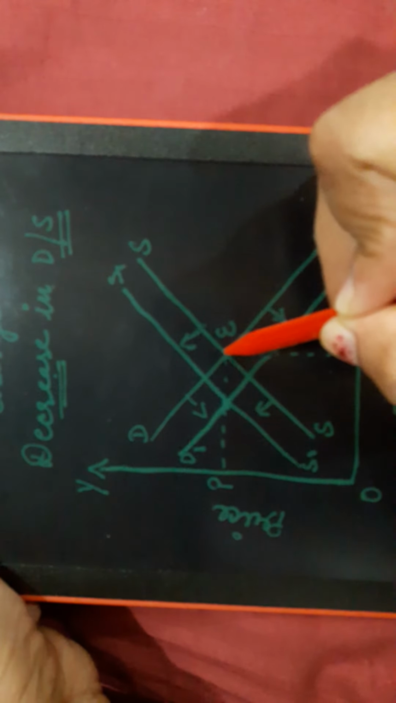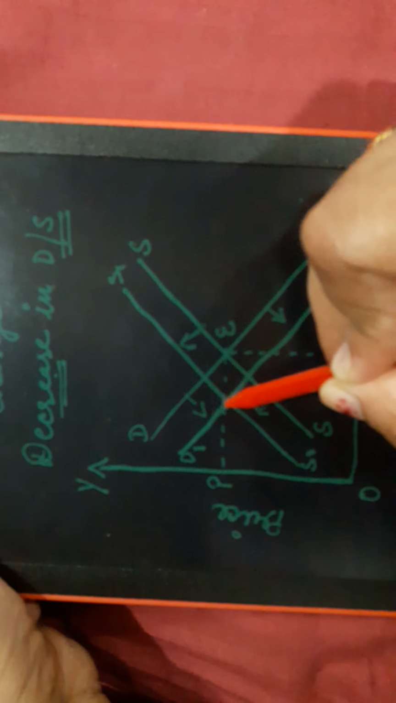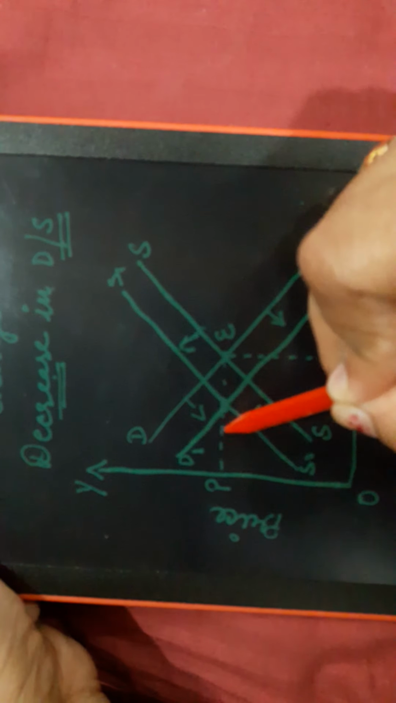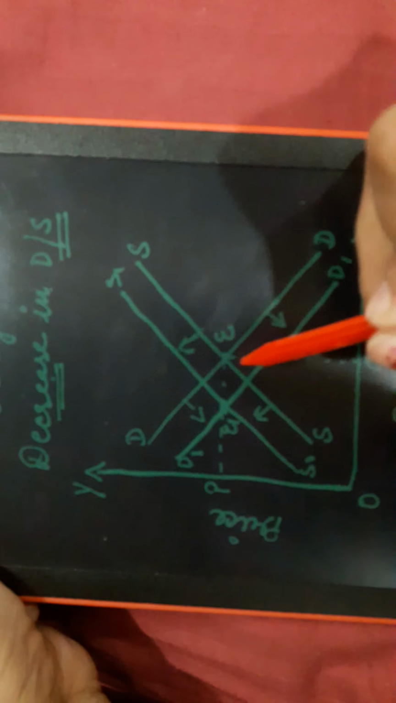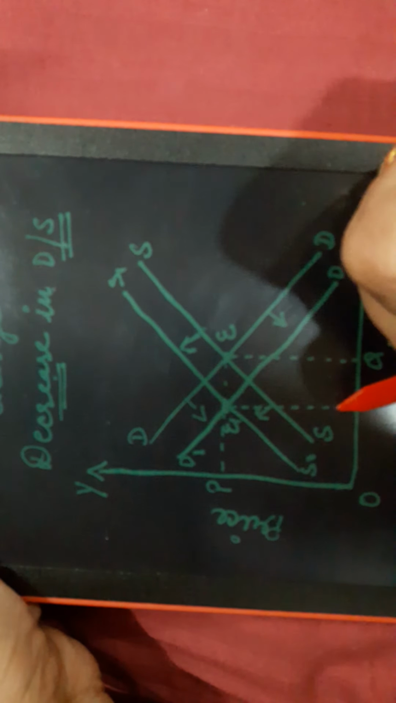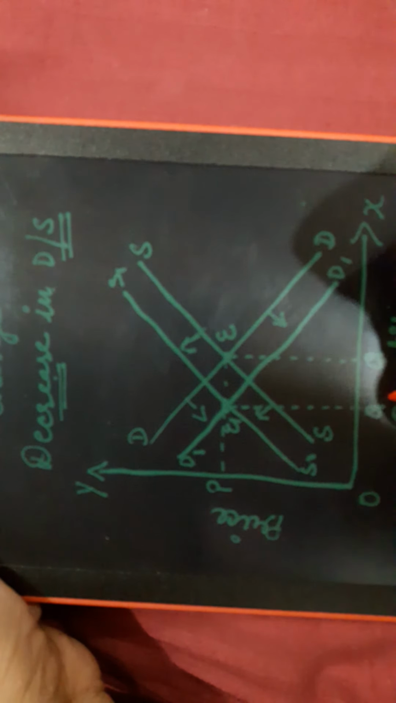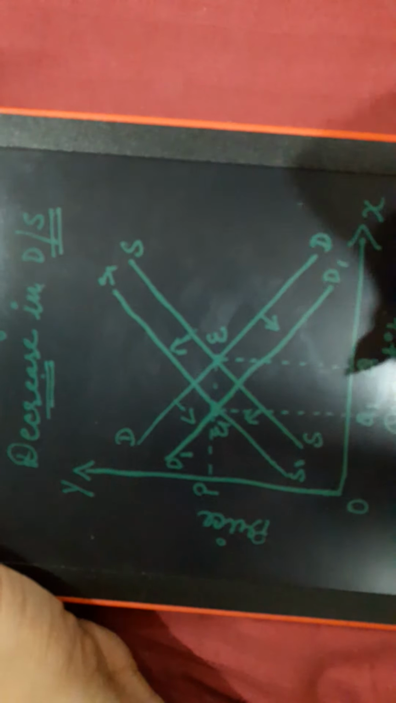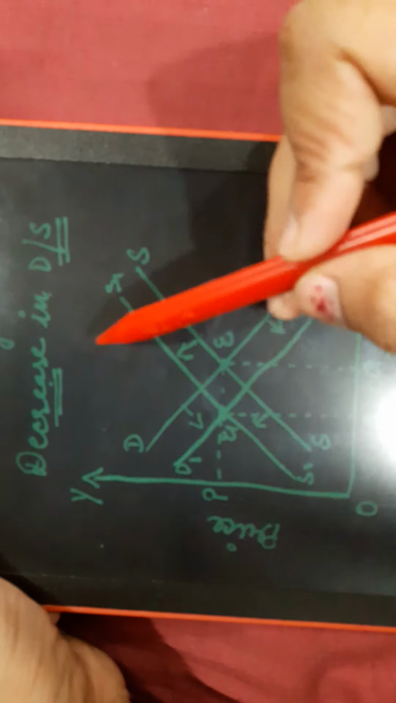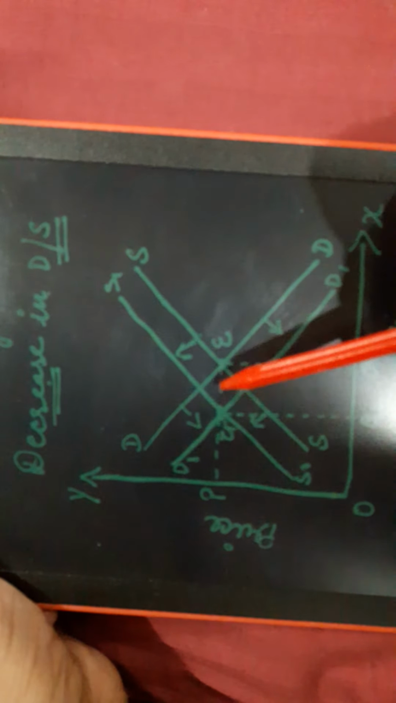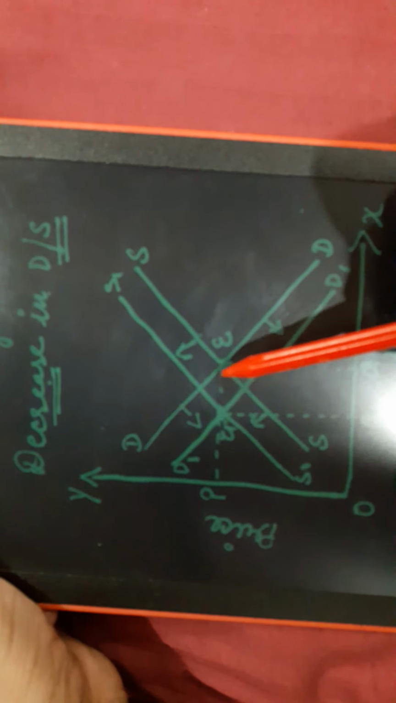So equilibrium would be shifted from this to this point, because here demand and supply are equal. So price and quantity would be changed. Done. So this is the second situation in which both demand and supply are in a decreasing trend and equilibrium is shifted from E to E1.